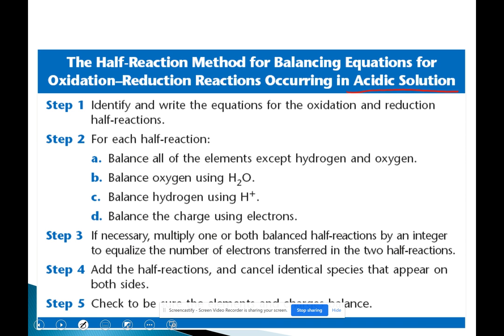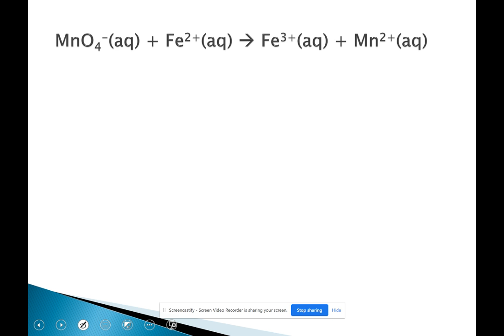Then you are going to add your two half reactions together. And before you do that, you need to make sure that the number of electrons on each side will cancel. And so you might need to multiply one or both half reactions by some coefficient so that you have an equal number of electrons on each side and they cancel. Add the half reactions and then just check to make sure that everything balances.